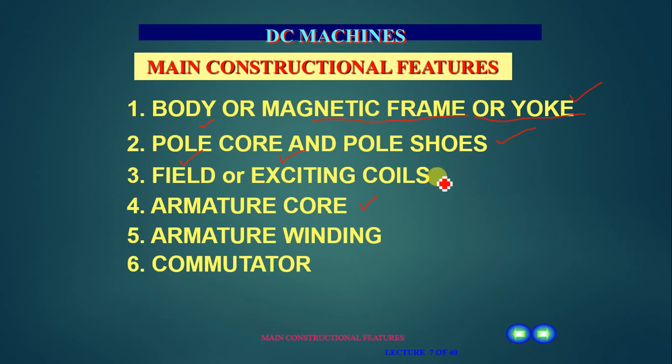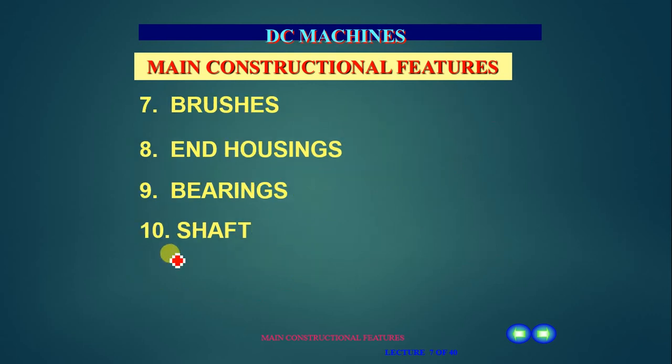You have an armature core which is also laminated. The field coil core is also laminated in order to avoid eddy currents and unwanted iron losses. You have an armature winding wound on the armature core, and a commutator, basically used for AC to DC conversion. This is the only part responsible for converting AC to DC. You have brushes to collect this DC, and end housings which support your shaft, bearings and a shaft. These ten are the fundamental construction parts of a DC machine.